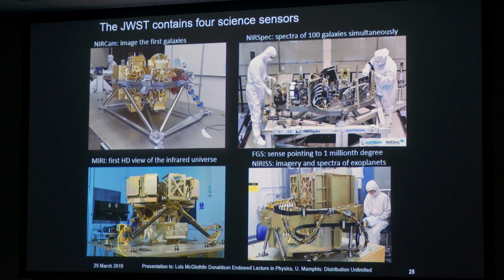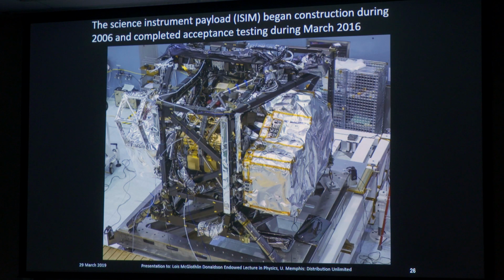This is the Canadian's fine guidance sensor that helps us point the telescope. This can sense pointing to a millionth of a degree, or about 4 milliarc seconds. And this has some science functions in it that are geared specifically towards studying exoplanets and their spectra. This is what the instruments look like when they're assembled into the module that's attached to the back of the telescope. And this was delivered in March of 2016, and it's been working great ever since.